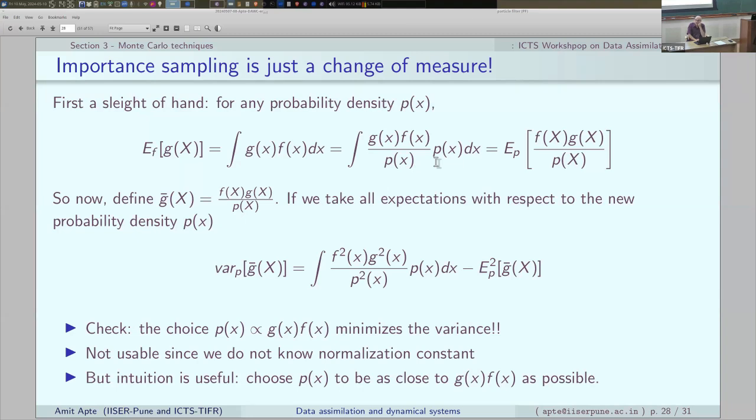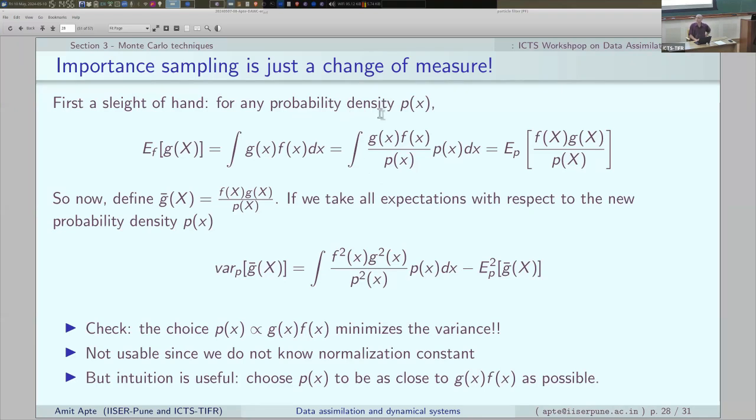Most mathematical tricks involve multiplying by 1, which is what I've done, p of x divided by p of x, or they involve adding a 0, which is a quantity minus the same quantity. Anyway, so this is multiplication by 1. And now, basically, what does this look like?